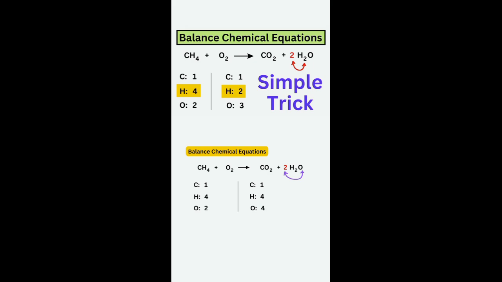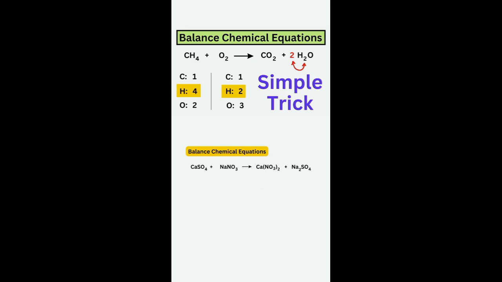So we have 4 oxygen atoms, and thus oxygen is not balanced. To fix this, we will put 2 in front of O2 on the left. Now the left side has 4 oxygens, and this way both sides match. Let's look at a new type of problem where polyatomic ions are involved.